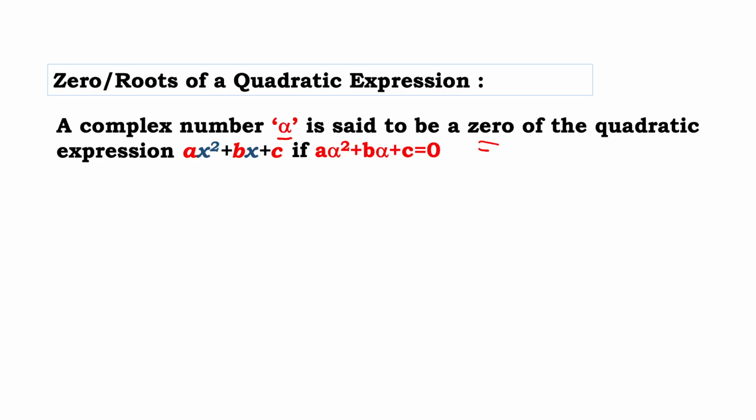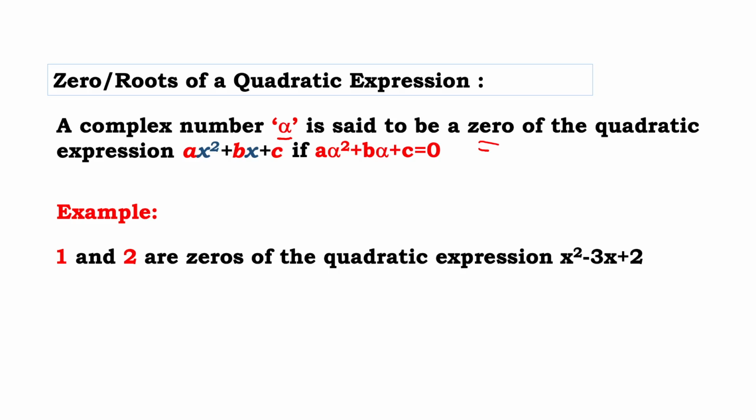If alpha is satisfying this, then the quantity may be going for ax square plus bx plus c, right? Or in this case, I am giving you an example. Let the numbers 1 and 2 satisfy the equation x square plus 3x plus 2, right?